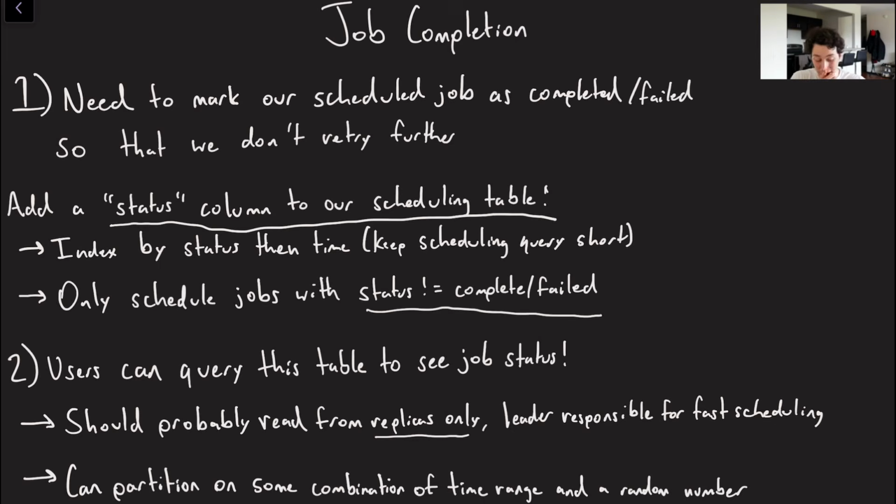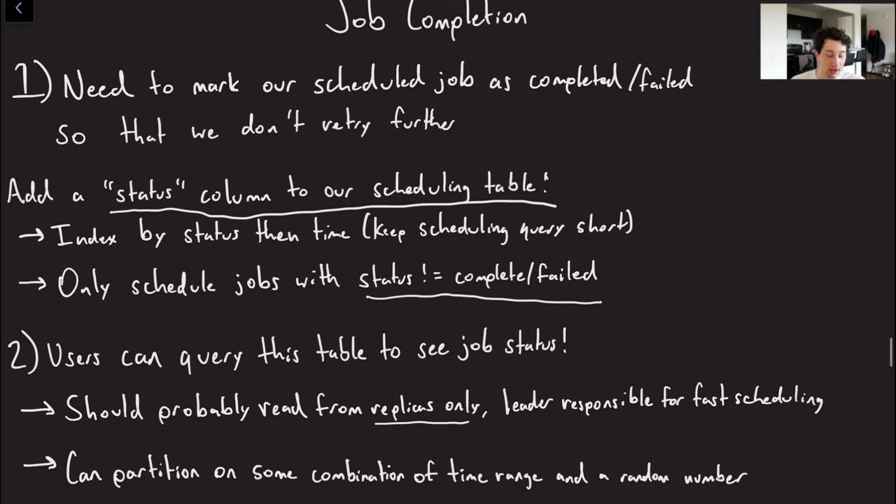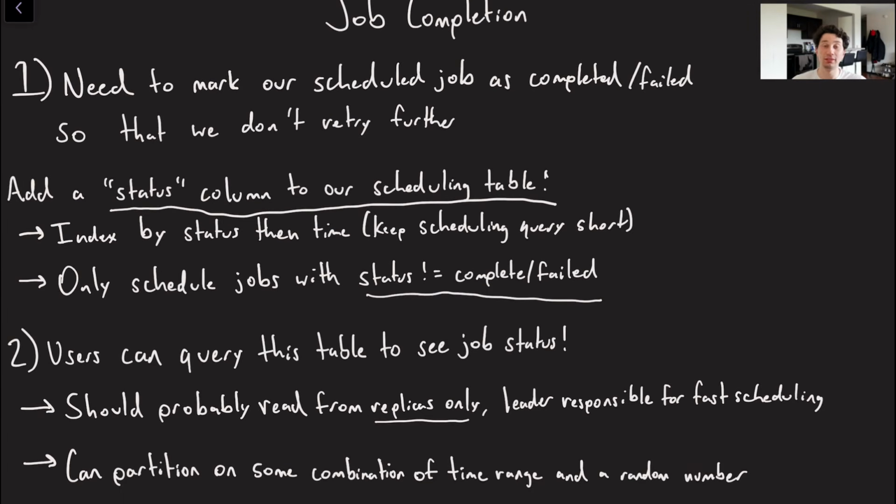As far as partitioning goes, I think some combination of time range for this scheduling table, as well as just some random number based on the job ID, you can hash it, would be good to distribute out the load across all of these scheduling tables.